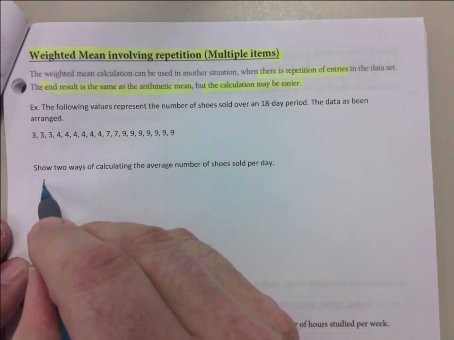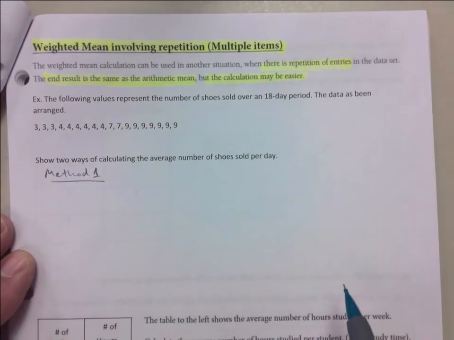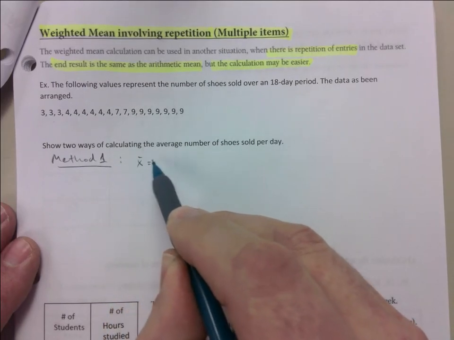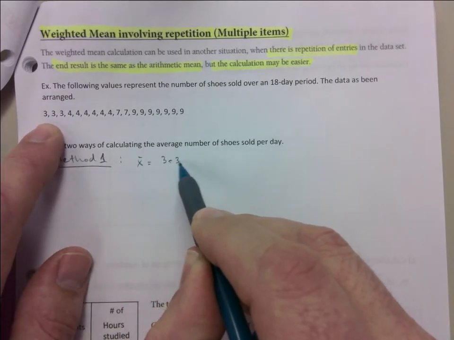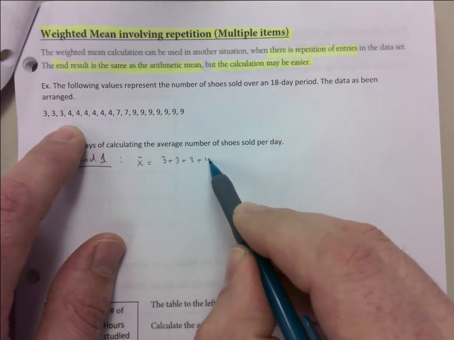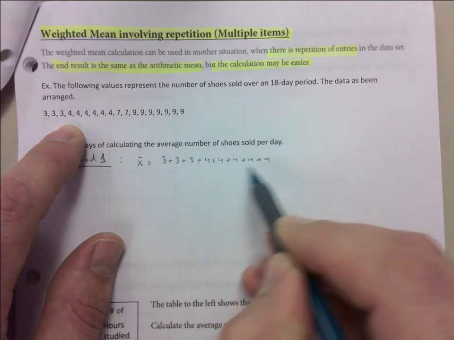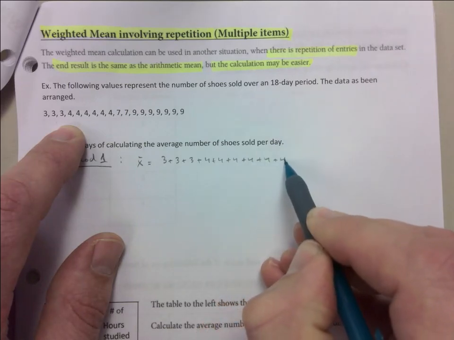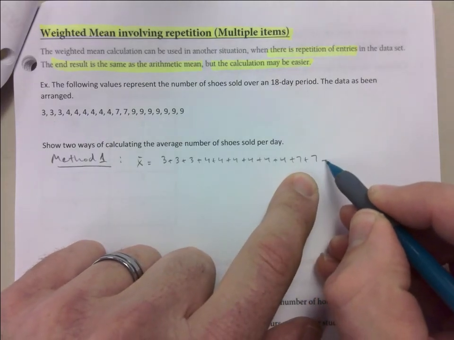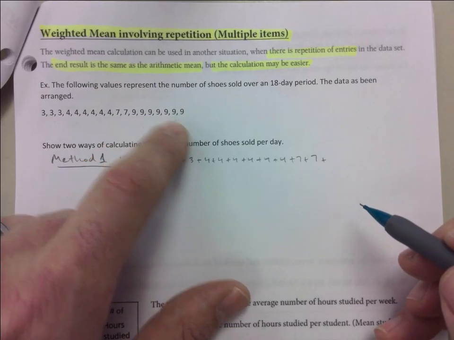So method 1 is going to be as follows. I'm going to go 3 plus 3 plus 3. There's 6 4s. Just do this once, okay? You're not going to have to do this. This is on page 44. Then it's 9. There are 7 9s.